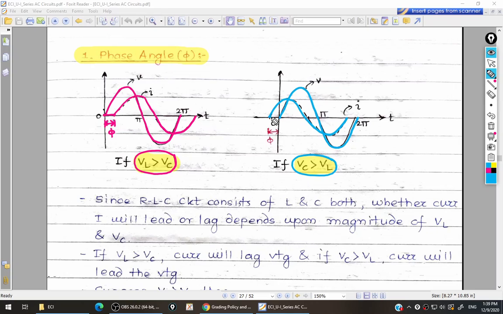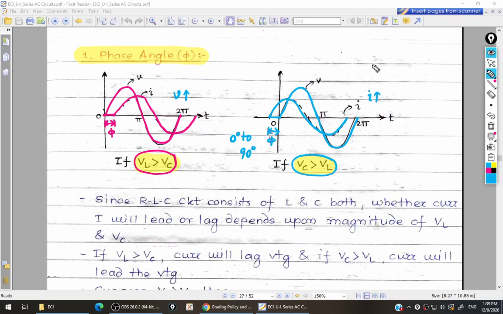If you compare their starting points, you will observe they have a gap of phi degrees. This phi will be anything between 0 to 90 degrees. Your phase difference is always between 0 to 90 degrees. And here your current is leading. In case of an inductive circuit, voltage is leading. In case of this capacitive circuit, your current will lead.